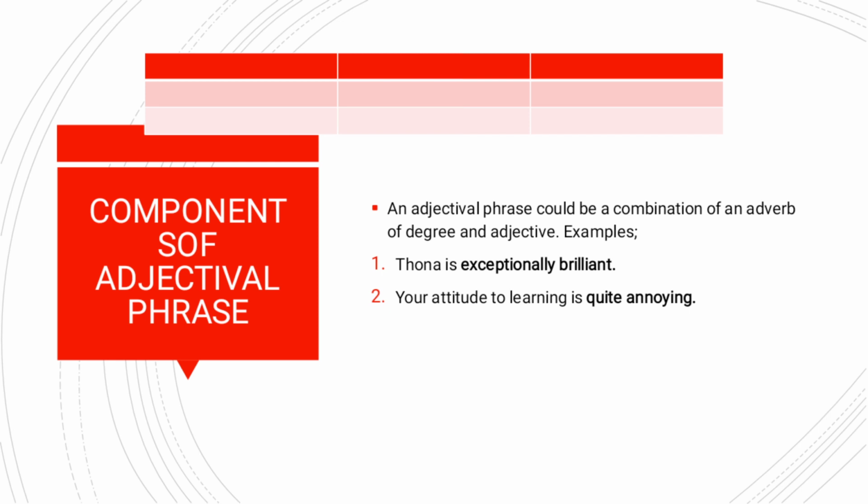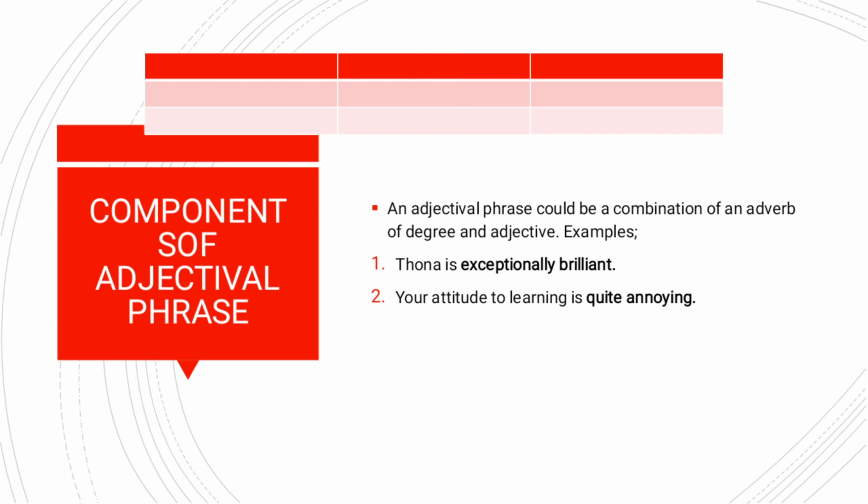Thirdly, an adjectival phrase could be a combination of an adverb of degree and adjective. For example, Donna is exceptionally brilliant. The adjectival phrase in this sentence is exceptionally brilliant, and it's made up of an adverb of degree, exceptionally, and the word brilliant, which is an adjective.